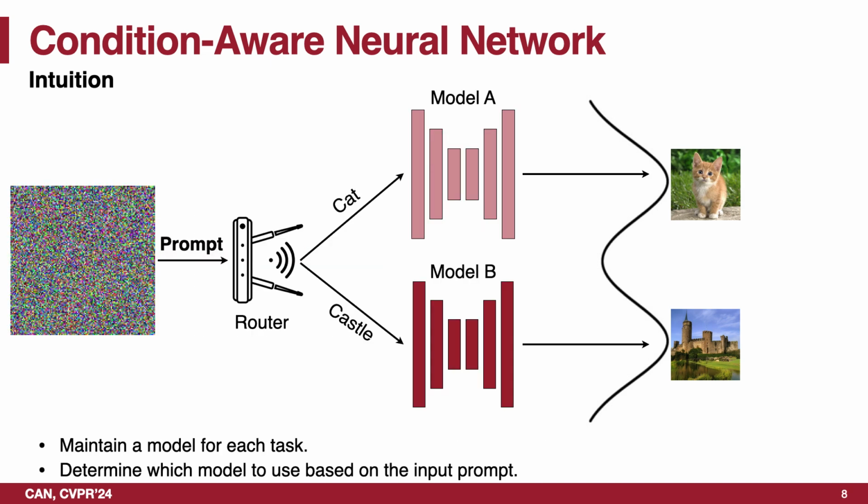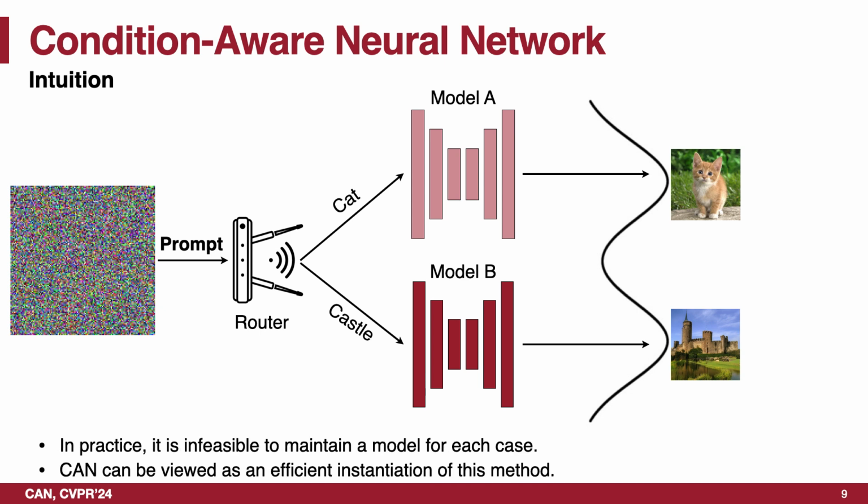For this simple problem, one solution is to just maintain two expert models. So we have one expert model for cat image generation and the other expert model for castle image generation. Then we can determine which model to use based on the input prompt using the router. The advantage of this solution is that it can avoid negative transfer between different expert models. The cat image distribution is different from the castle image distribution. Therefore, directly sharing the weight may hurt the overall performance, and using this approach, we can avoid this.